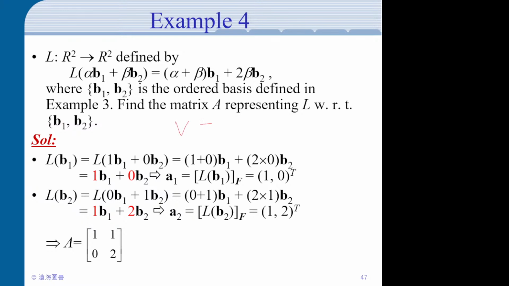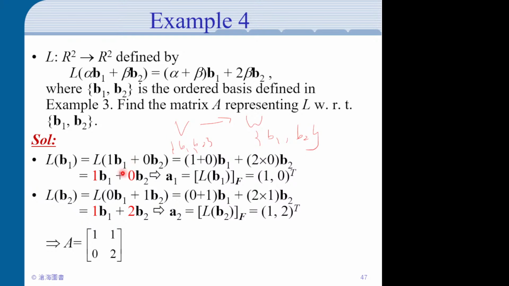So we have V to W, right? V has basis B1, B2, and W also has basis B1, B2. So it's a little confusing here. But anyway, we want to find where this B1 and this B2 get mapped into. The first basis element of V is B1, and as we see here, it should get mapped to 1 B1 plus 0 B2, so it should get mapped into 1 plus 0 B1 and 2 times 0 B2.